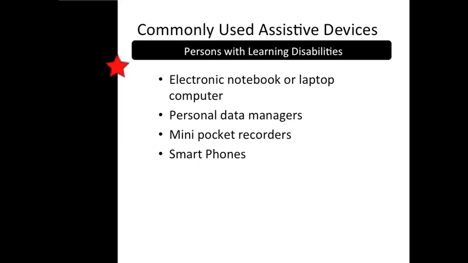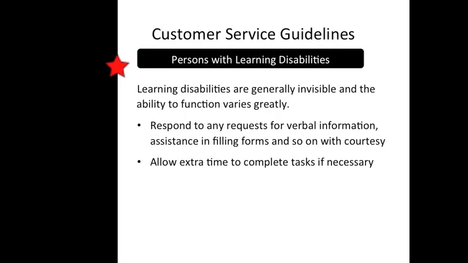Commonly used assistive devices. People who have learning disabilities may use an electronic notebook or laptop computer, personal data managers, mini pocket recorders, or smartphones. People with learning disabilities who use these devices are just like the rest of the population who uses their phones or other ways of keeping their information and tasks organized. Customer service guidelines. Learning disabilities are generally invisible and the ability to function varies greatly. Respond to any requests for verbal information, assistance in filling forms, and so on with courtesy, and allow extra time to complete tasks if necessary.